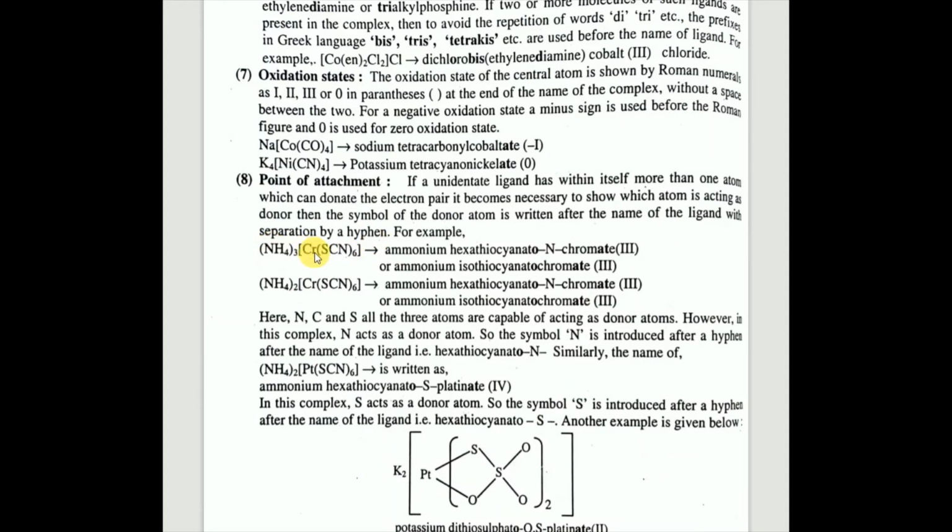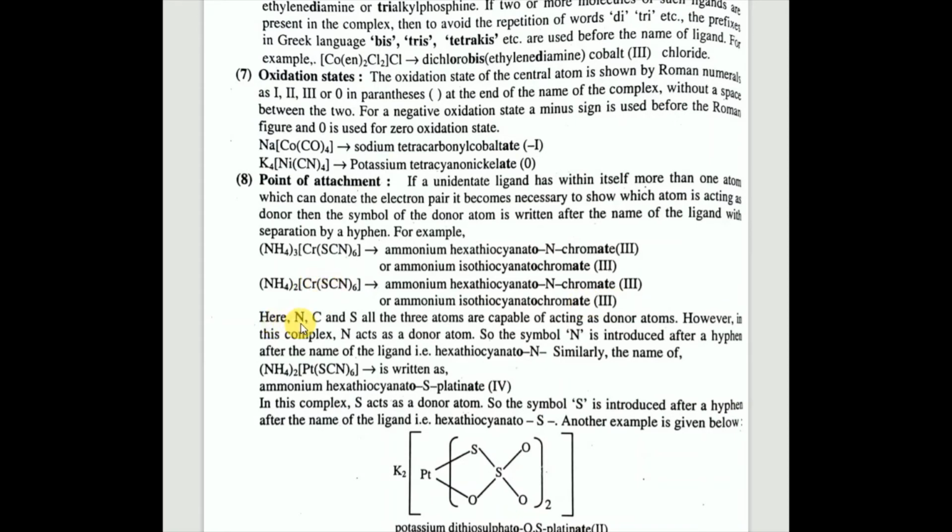See here, this is an example. Its name is ammonium hexathiocyanato-N chromate(III). This means in this particular complex, nitrogen is the donor. Therefore, we write the nitrogen symbol after the name of the ligand. So its name is ammonium hexaisothiocyanato-N chromate. Then the second example, ammonium hexaisothiocyanato chromate(III). Here in the thiocyanate, sulfur is the donor atom.